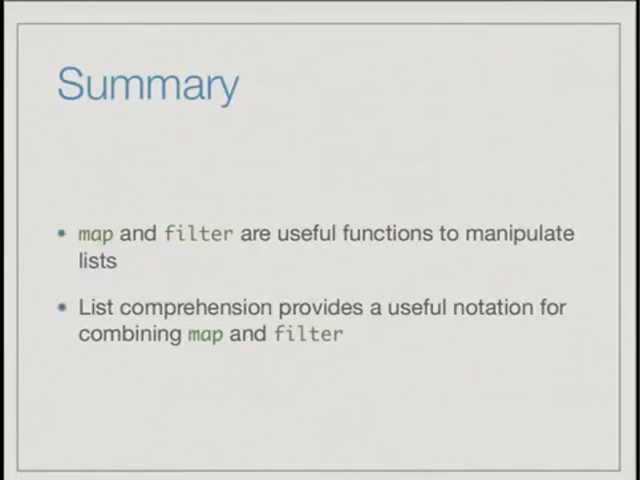So to summarize, map and filter are very useful functions for manipulating lists, and Python provides, like many other programming languages based on functional programming, a notation called list comprehension to combine map and filter. And one of the uses that we saw for list comprehension is to correctly initialize a 2-dimensional or multi-dimensional list to some default values.